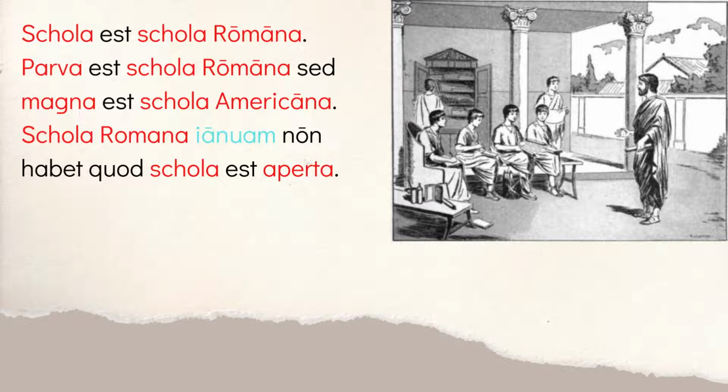It's also why Januam ends in an AM. Another way to think of it, the door isn't doing anything here, right? So it wouldn't be your subject. So you're saying the Roman school doesn't have a door because, quote, schola est aperta, the school is open. So since it's open, right, you can see in the picture to the right, you're looking at a class of Roman boys.